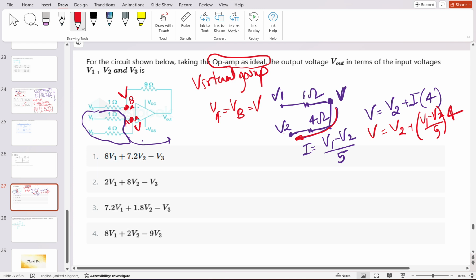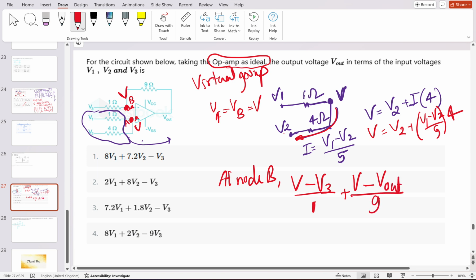Now apply the KCL at the other node. Suppose at node B I want to apply the KCL. So it will be V minus V3 divided by 1 ohm plus V minus V output divided by 9 ohm is equal to 0. Now I have got the second equation. This was the first equation.